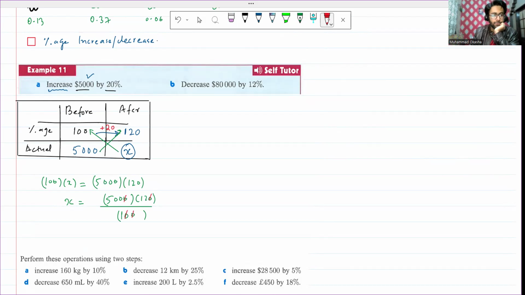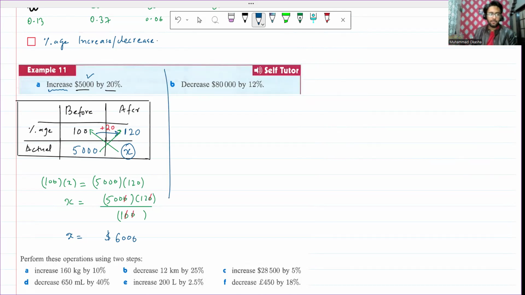500 times 12, that's going to be, I believe, maybe $600. I'll let you work it out. You can put it in the calculator. I think it's going to be $6,000 if I'm not wrong. 12 times 5 is 60, yeah. So if you increase it by 20%, you're going to get $6,000.